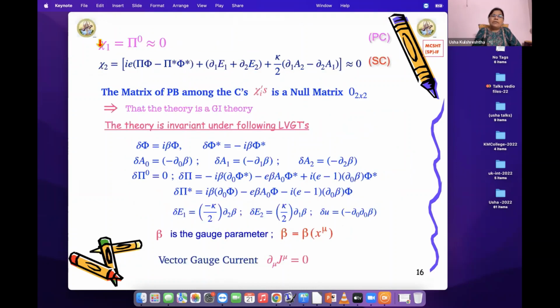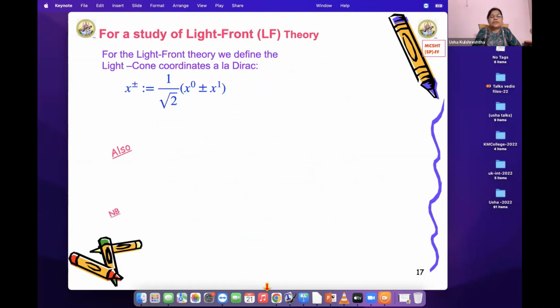Now, when we project this primary constraint in the course of time, then we get one more constraint. So this is our secondary or Gauss law constraint. And the matrix of Poisson brackets among these two constraints comes out to be a null matrix. So this implies that this theory is a gauge invariant theory, and it is in fact invariant under these local vector gauge transformations. And in this, the vector current is conserved, so everything is fine.